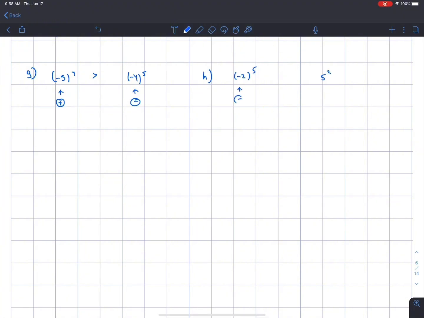Same idea, a negative base raised to an odd power is negative, and this is just a positive base raised to a positive even exponent, so it's going to be positive. So negative is smaller than positive.